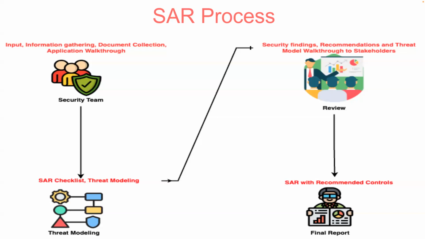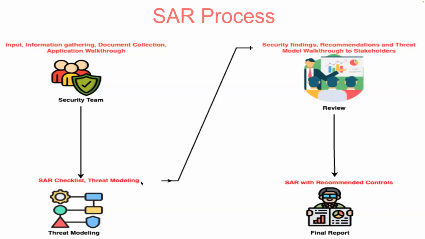Some of the questions are already answered during the application walkthrough. So those will get skipped. And if any new question comes, or any new input is available, that will be ingested into this SAR checklist, right? Once that part is completed, the security team will walk the stakeholders through the threat modeling report as well as the security findings revealed in the application. The security team will generate a threat model based on all the inputs on the application, all the entry points and exit points, once they do the threat modeling process.